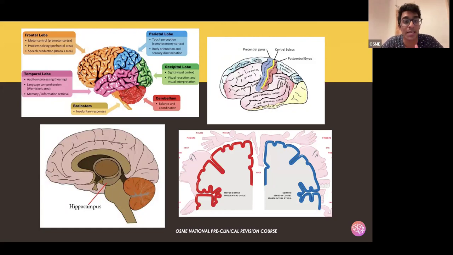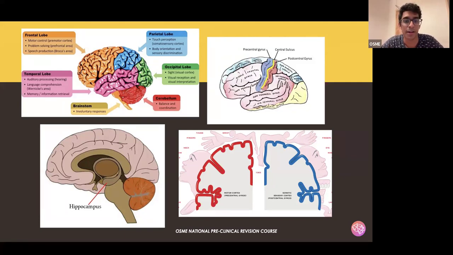I think two key structures to remember are the precentral gyrus and the postcentral gyrus. The precentral gyrus sits where you've got the central sulcus, which is just here. The one just before it is the precentral one, which is the motor cortex, or M1. And the postcentral gyrus, which sits immediately after it, is the somatosensory cortex, or S1. Those are two very important gyri, which I think do get tested.